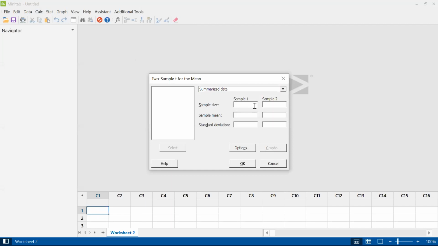In my first group, the high blood pressure group, the sample size is 177. The sample mean was 112.6, and the sample standard deviation was 7.5. In the low blood pressure group, there were 61 individuals. They had a mean of 118.4, and the standard deviation was 9.9.